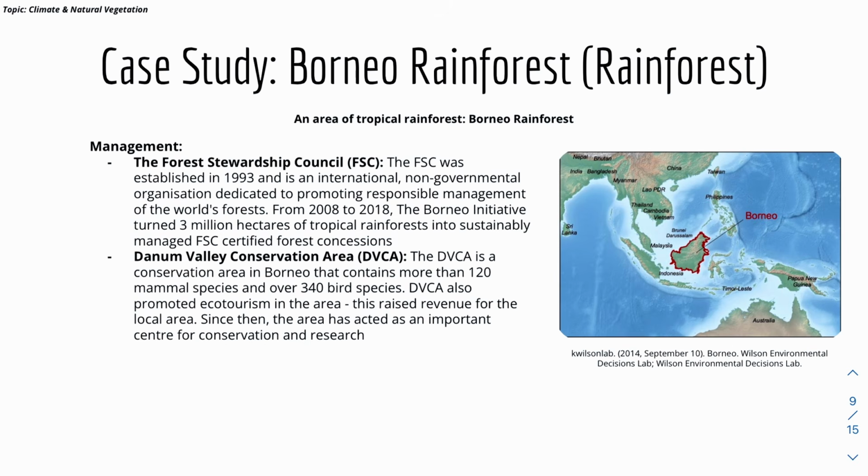And then we have the management of this deforestation. So we have the Forest Stewardship Council, or FSC, established in 1993, an international non-governmental organization dedicated to promoting responsible management of the world's forests. From 2008 to 2018, the Borneo Initiative turned 3 million hectares of tropical rainforest into sustainably managed FSC certified forest concessions. And there's also the Danum Valley Conservation Area, the DVCA, which is basically a conservation area that conserves the local environment.